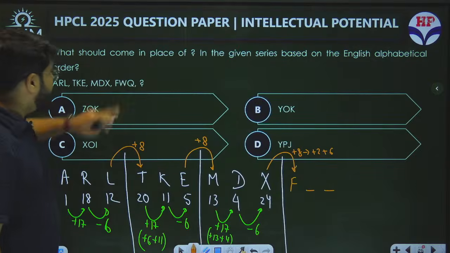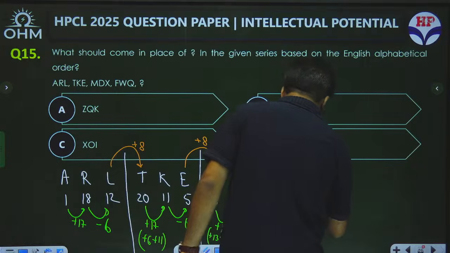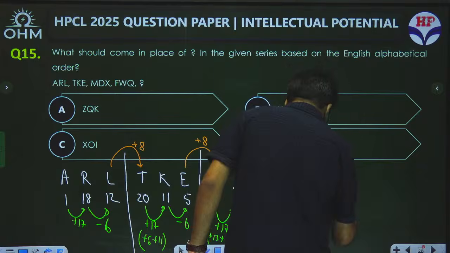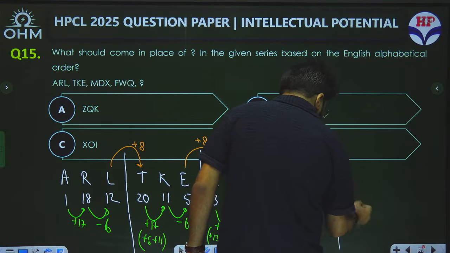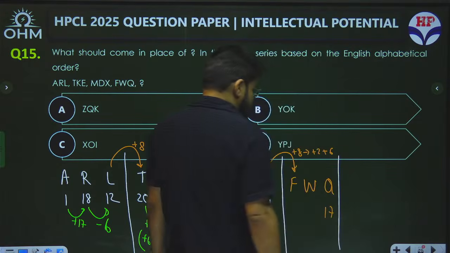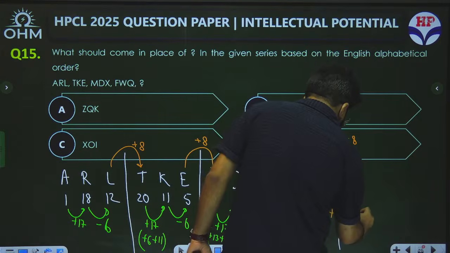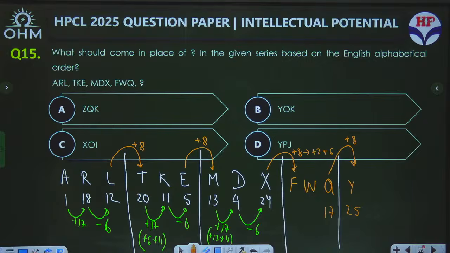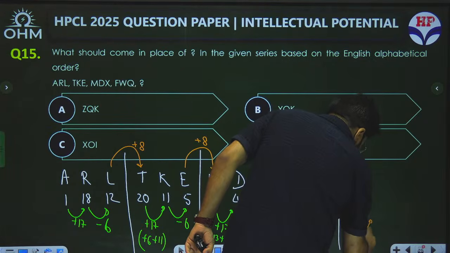That is already given, FWQ. So I will write down FWQ. Then what has to be the answer? If I stopped here at Q, OPQ, Q is 17th, right? When you add plus 8, 17 plus 8 is the 25th letter. What is the 25th letter? Y. So the answer has to start with Y. Then plus 17.